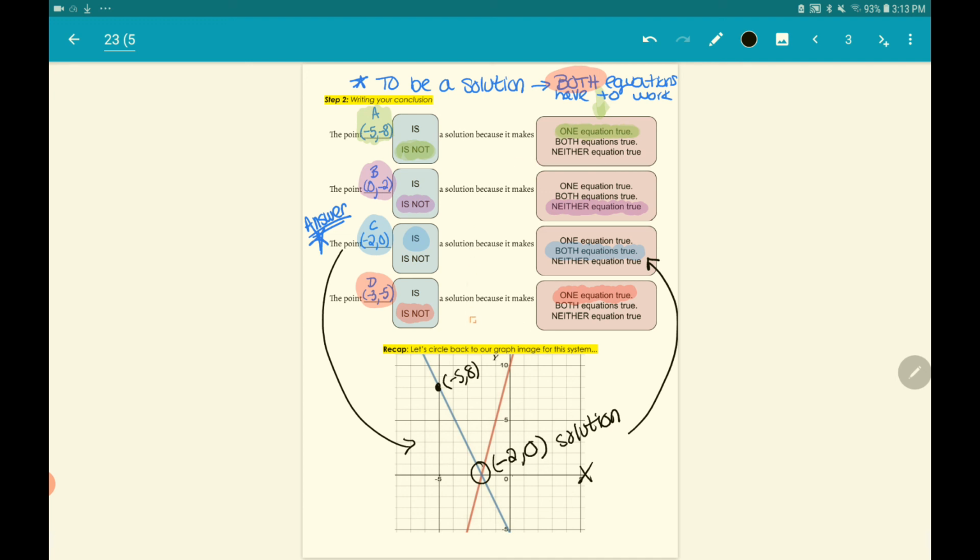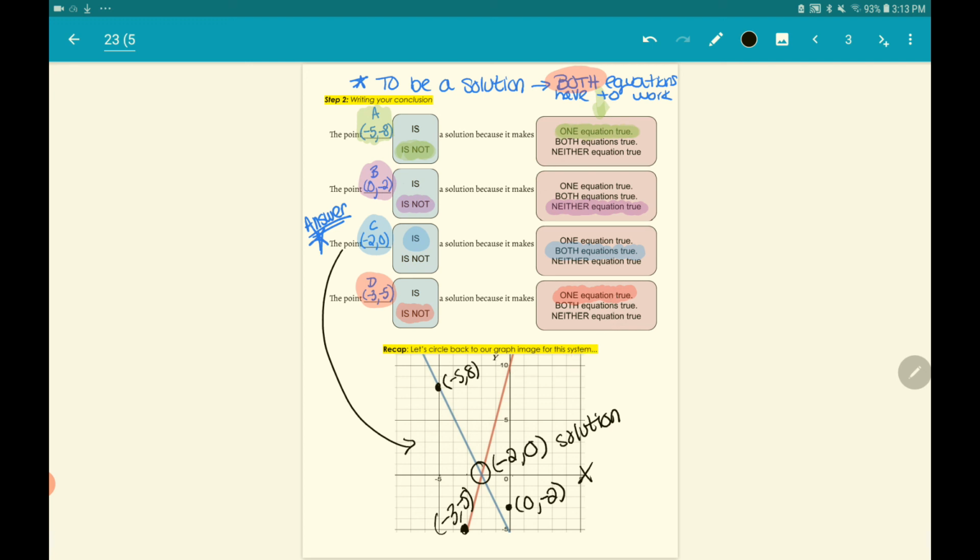All right, let's keep looking. 0, -2, it said neither equation is true. So 0, -2 is down here. Neither equation is true because it's not on any lines. Yep. All right, and then let's check our last one. -3, -5, that's down here. And that is on the red line, which means one equation is true.